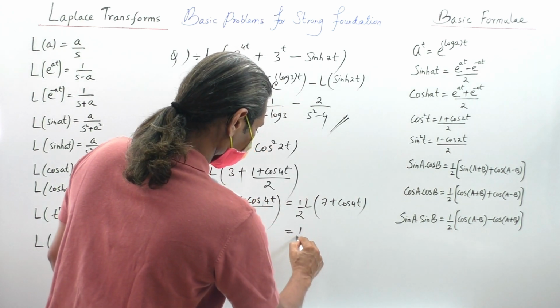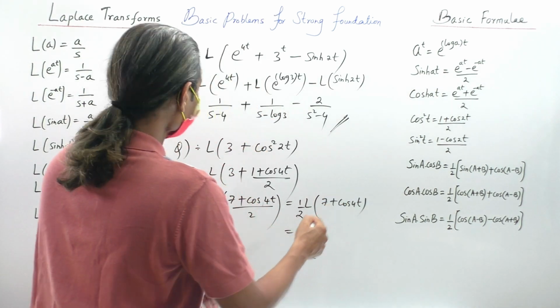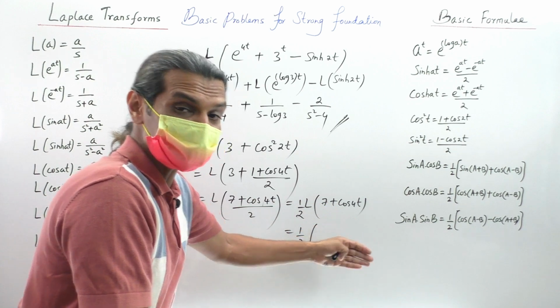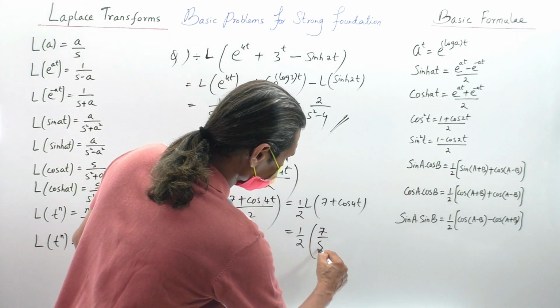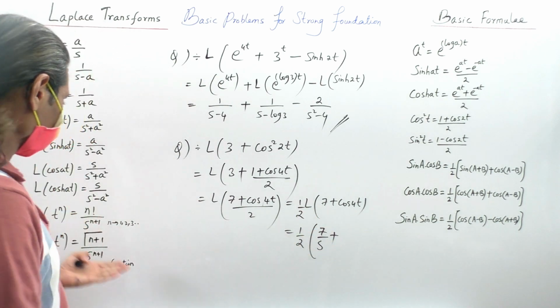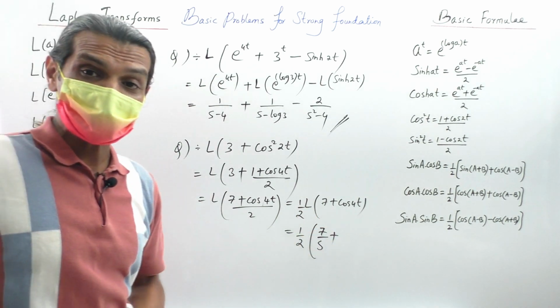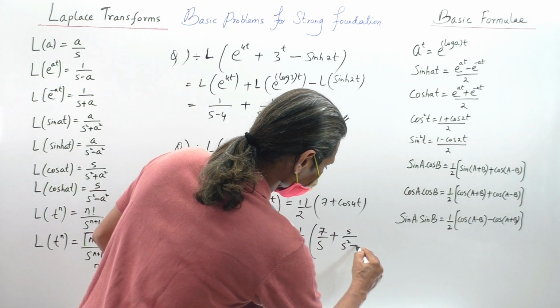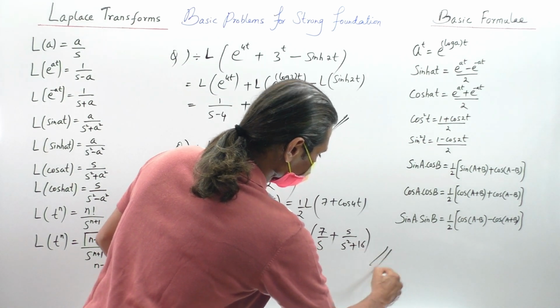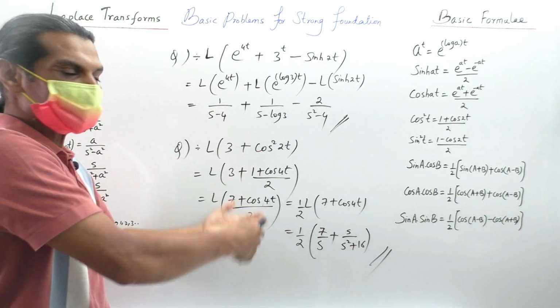So the answer is 1 by 2. What is Laplace of a? Now this is standard form. Laplace of a is a by s. So it will be 7 by s plus Laplace of cos 4t. What is Laplace of cos at? s by s square plus a square, a is 4. So this will be s by s square plus 4 square, which is 16. That's the answer. That's how it is done.